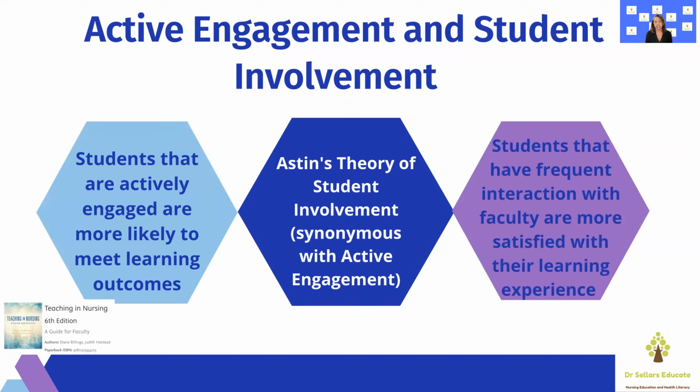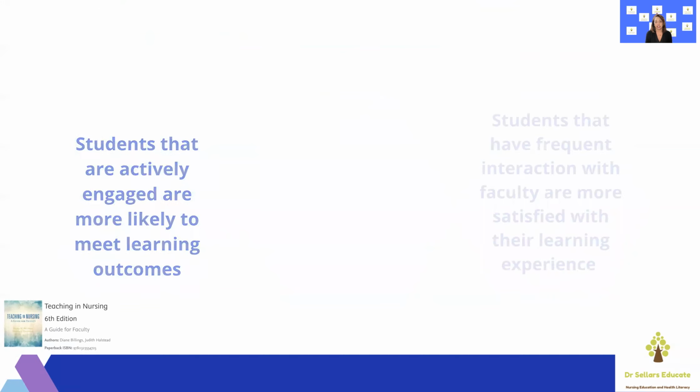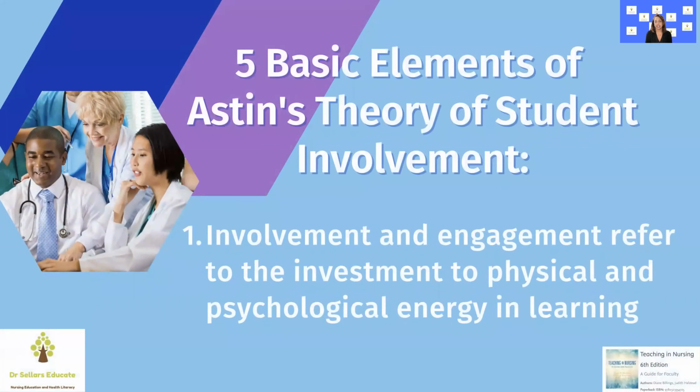So we must invest in the time to actively engage our students in the learning setting, whatever that is, whether it's the clinical setting, the lab setting, or SIM, or the classroom setting. It's important that we actively engage our students in order for them to be successful. Next, let's take a look at those 5 basic elements based on Astin's theory of student involvement. So first, involvement and engagement refer to the investment of physical and psychological energy in learning.